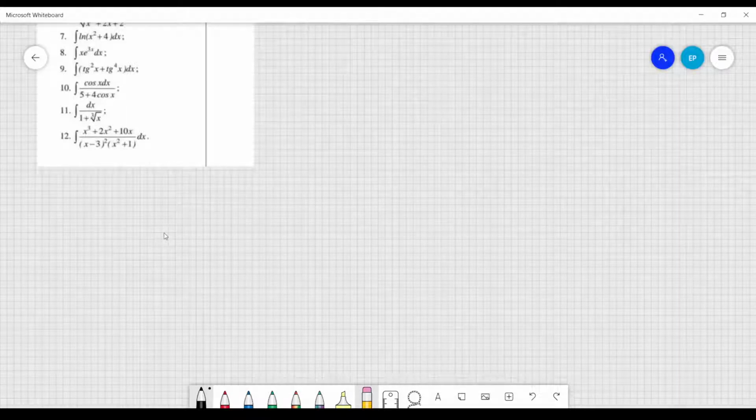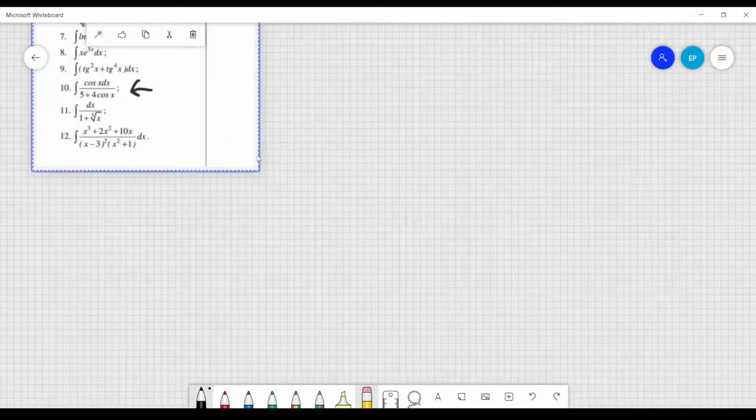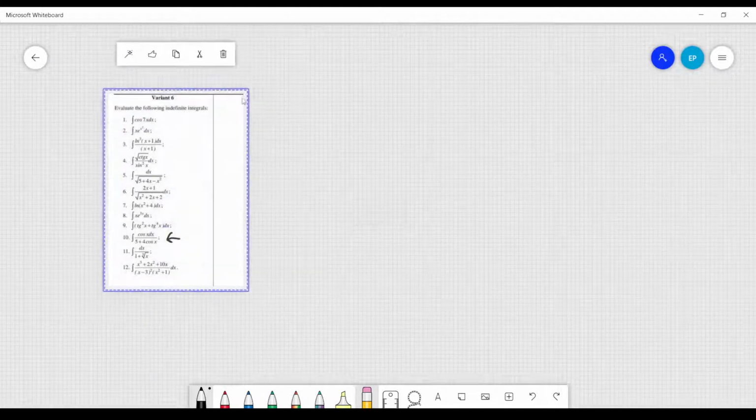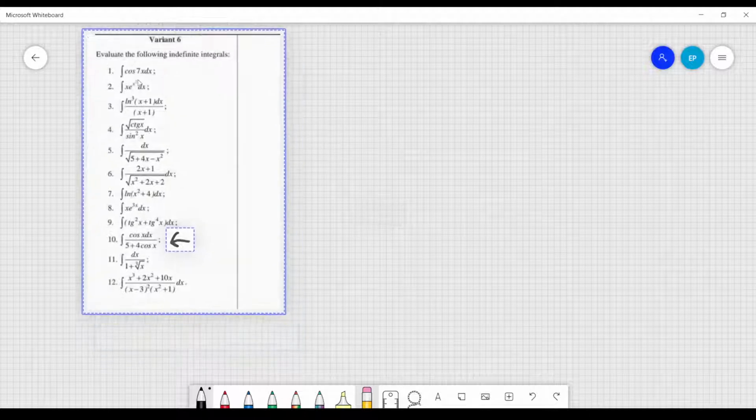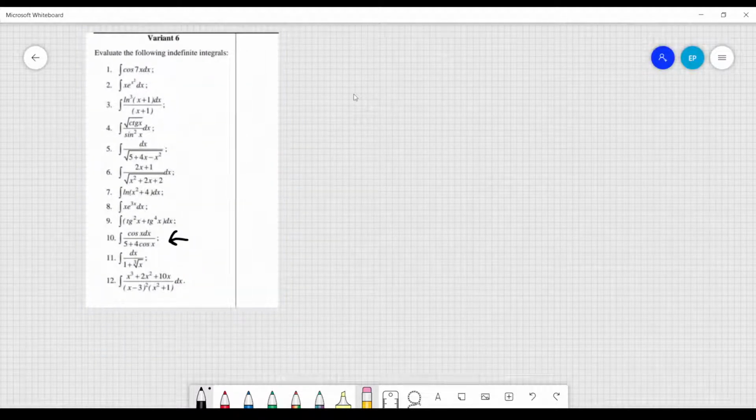Let's do integral number 10. This one is a little bit more complicated. Integral of the cosine of x divided by 5 plus 4 cosine of x. Let me zoom out a little bit, like this. Okay, so let's rewrite the cosine of x in terms of the tangent of x over 2.